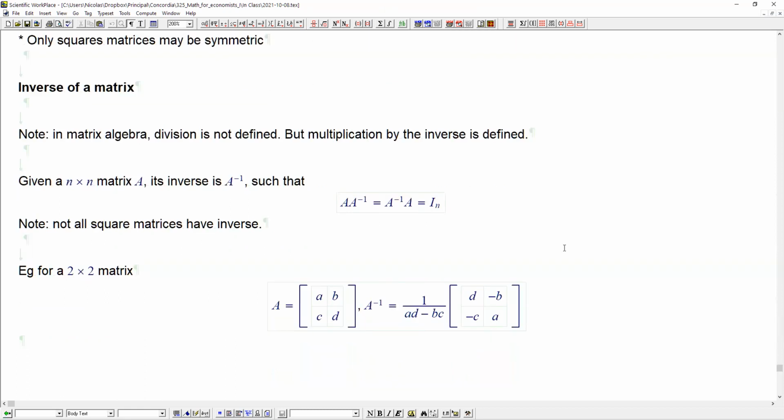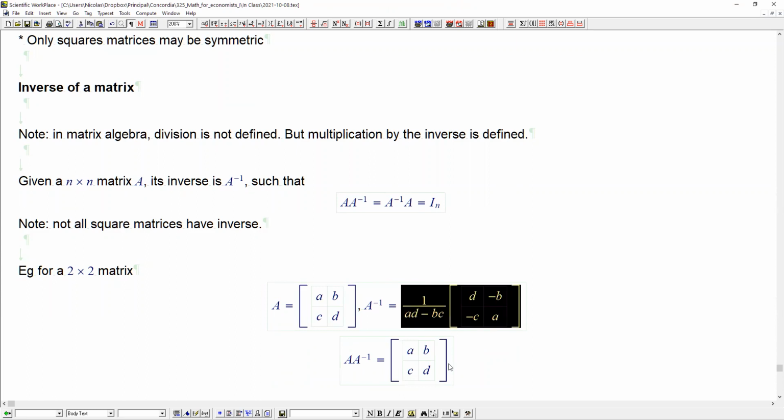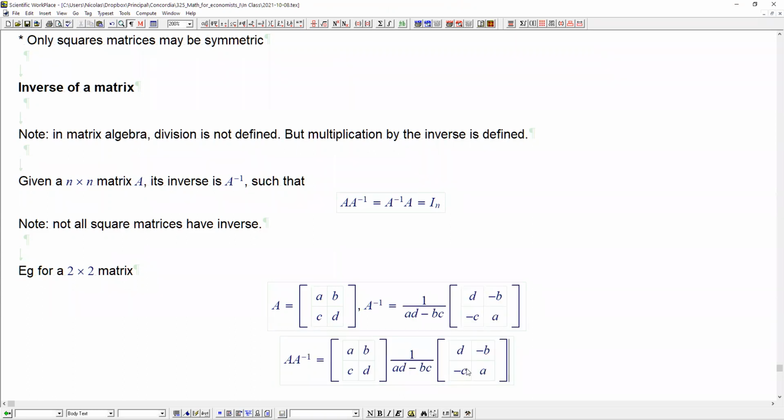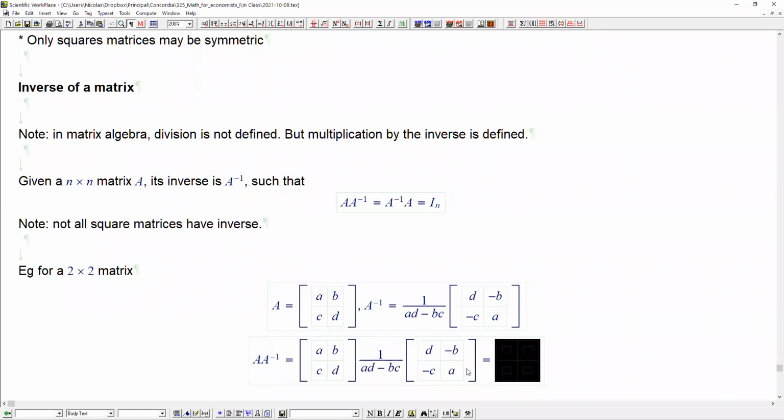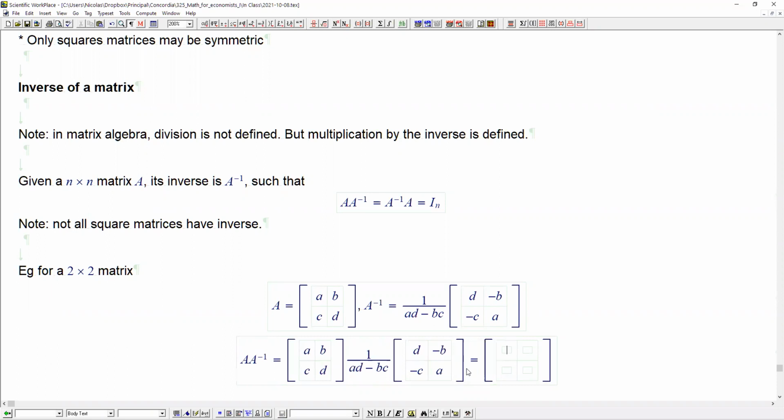And if I compute it, then A times A minus 1 equals ABCD times this. Okay, so let's do the first element. AD minus BC, yeah.